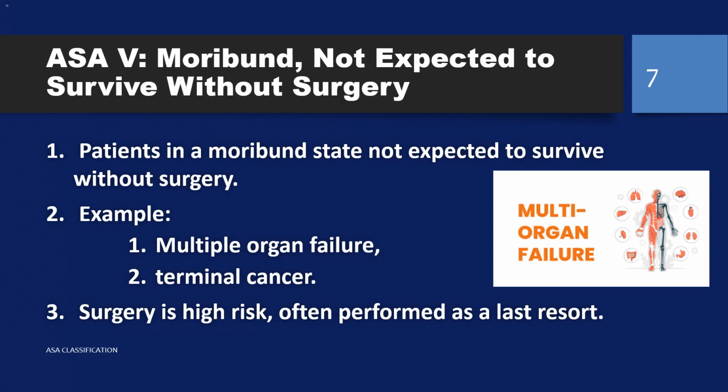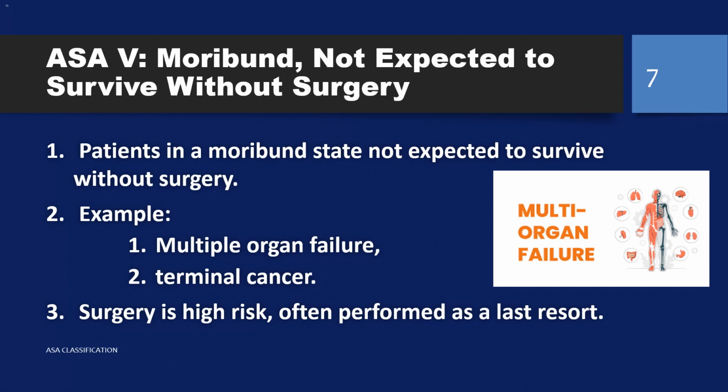2. Examples. 1. Multiple organ failure. Patients with failure of multiple organs, such as the liver, kidneys, and lungs. 2. Terminal cancer. Patients with advanced cancer that is no longer responsive to treatment. 3. Anesthesia management. 1. High-risk surgery. Surgery is considered high risk due to the patient's critical condition. 2. Last resort. Surgery is often performed as a last resort to try to save the patient's life.